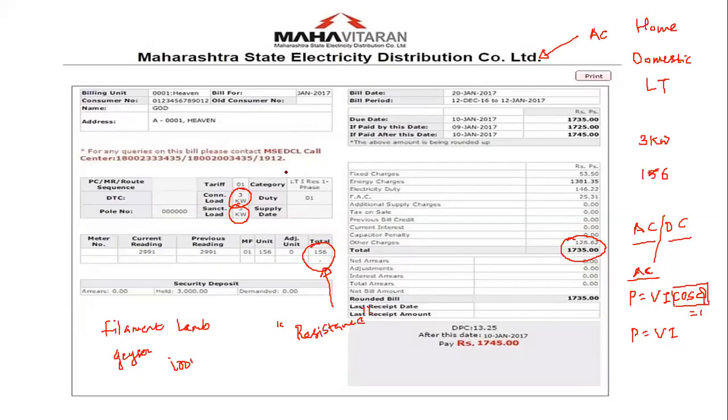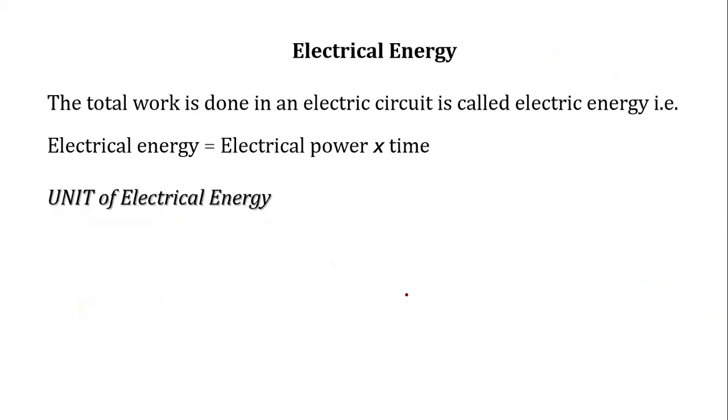And now I can compare 156. Now I can compare this bill, which is for AC supply, but I'm assuming that this fellow is using a resistive load only, right? So knowing electrical energy is important because that is how you get your electricity bill. How much consumption is happening? We want to calculate that, right? So how would I calculate? Before that, we need to learn what is electrical energy.